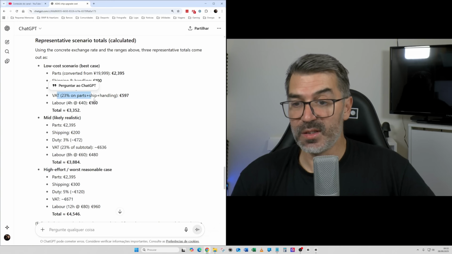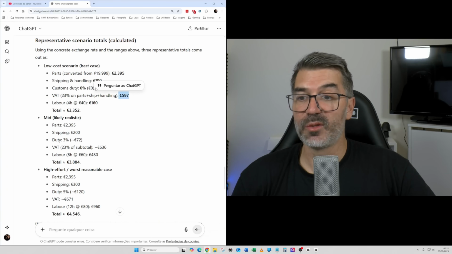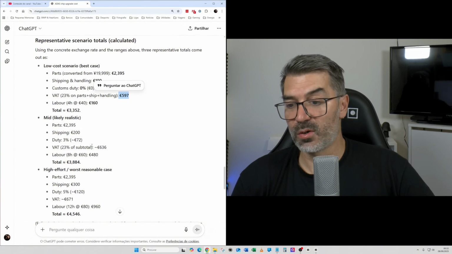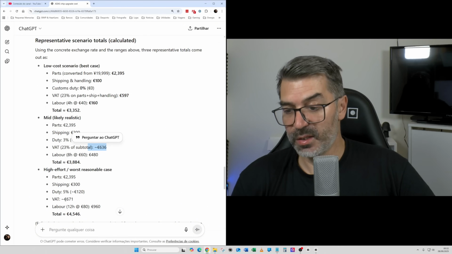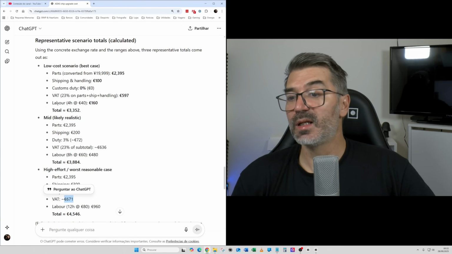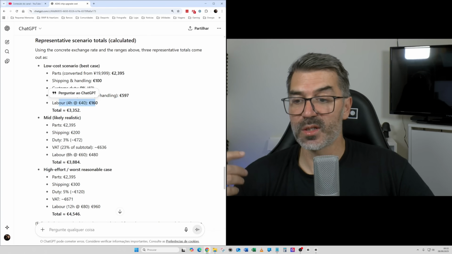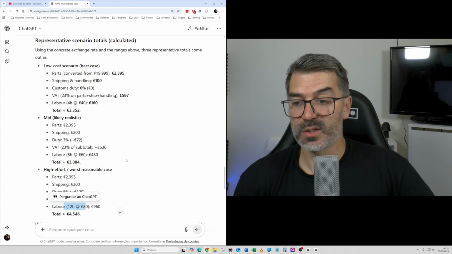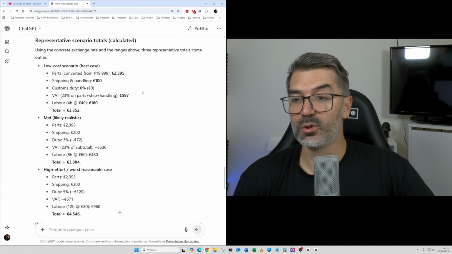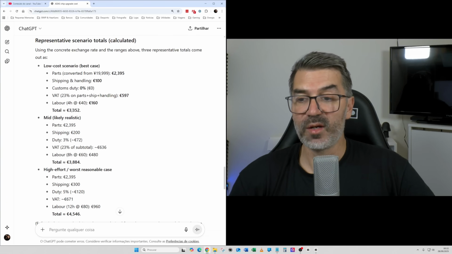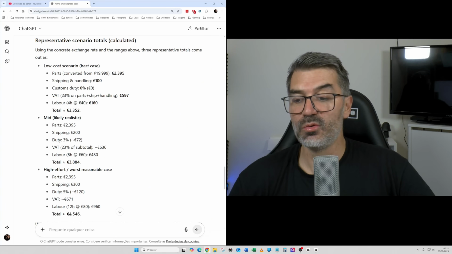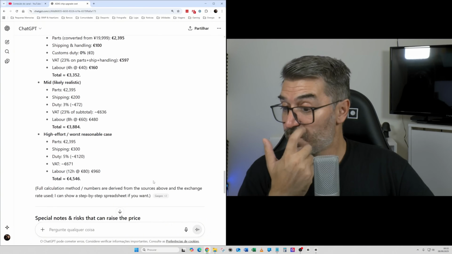Then VAT, so 397 here because it's on top of all the other costs. Here a little bit more and here also a little bit more. And then labor, he considered here 4 hours, 8 hours and then 12 hours. And we reached the final conclusion that the price would be 3,300 euros to 4,500 euros.